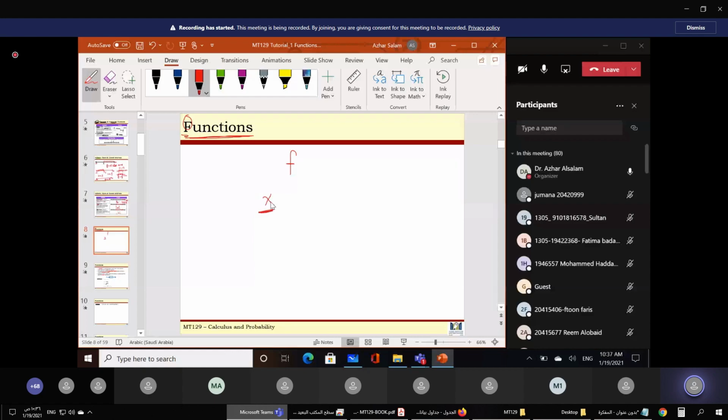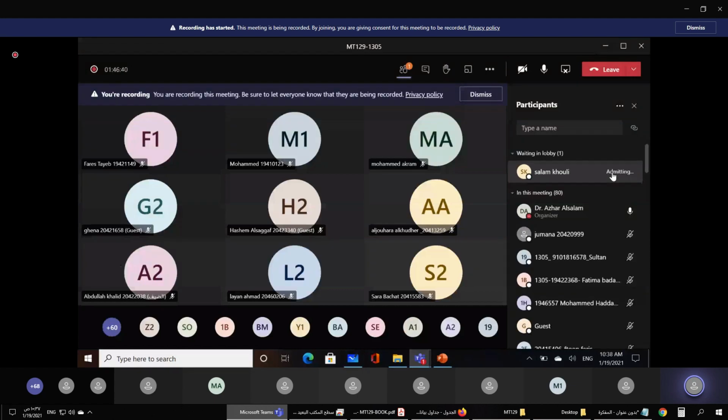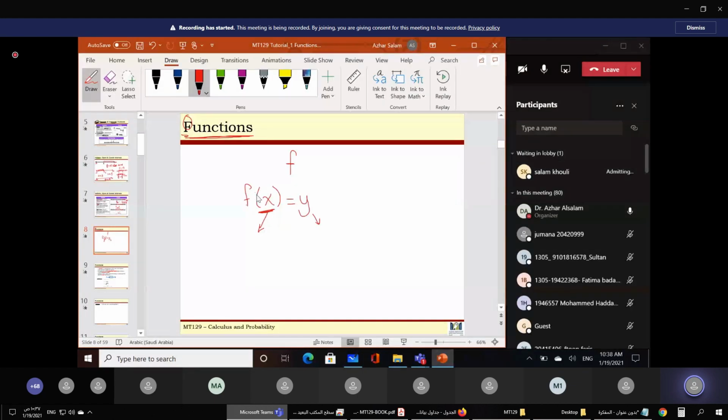which I call, for example, x. When I apply the rule of the function on x, I will have the variable y. I will have the value of y if I apply the function f on any number x. We will understand this later when we have some examples. But now for the notation, f is the function, x is the variable, and y also is a variable, but I can find it depending on the value of x. I can find it from the value of x when I apply the function f on it.